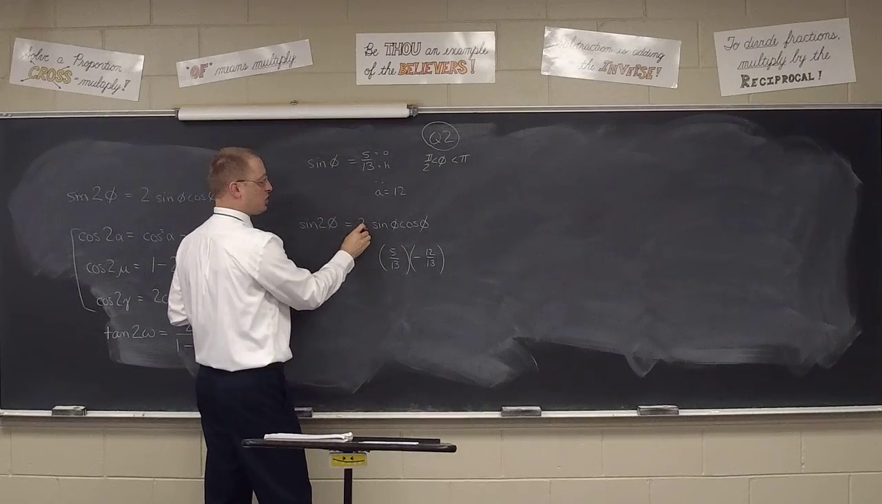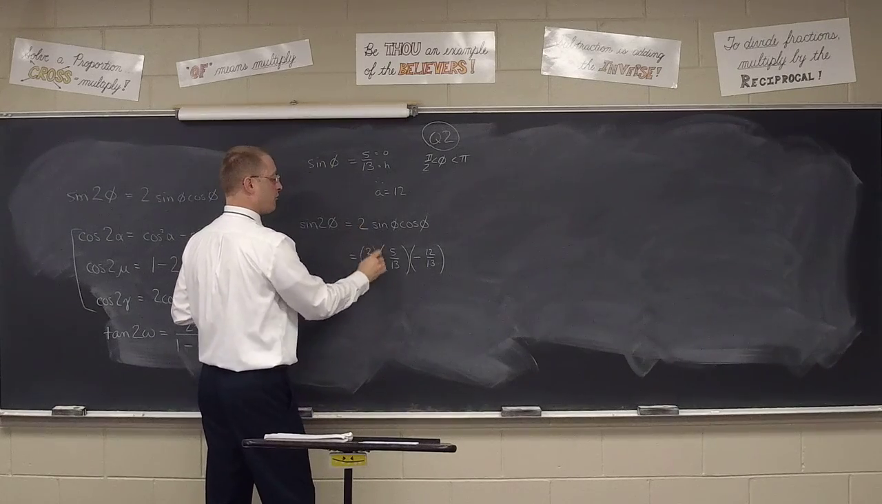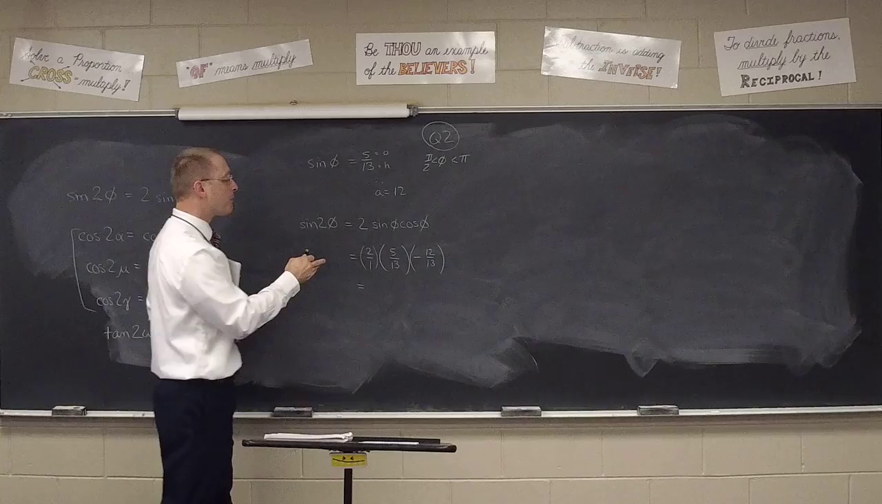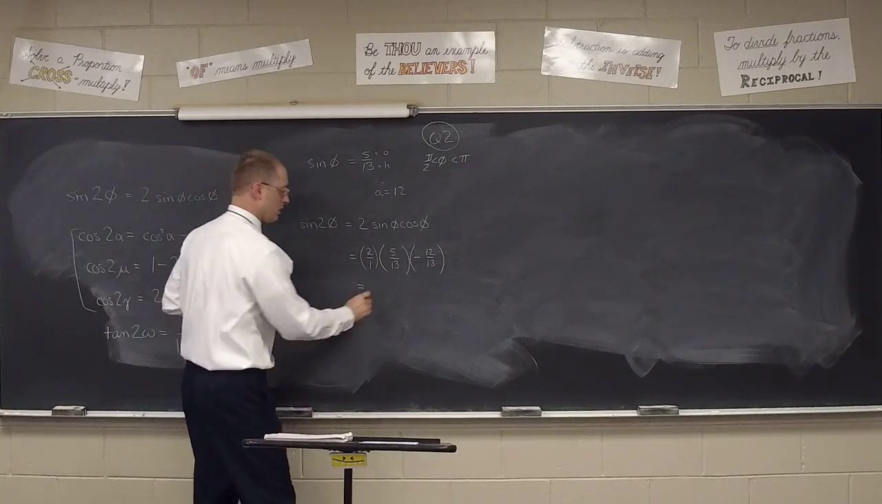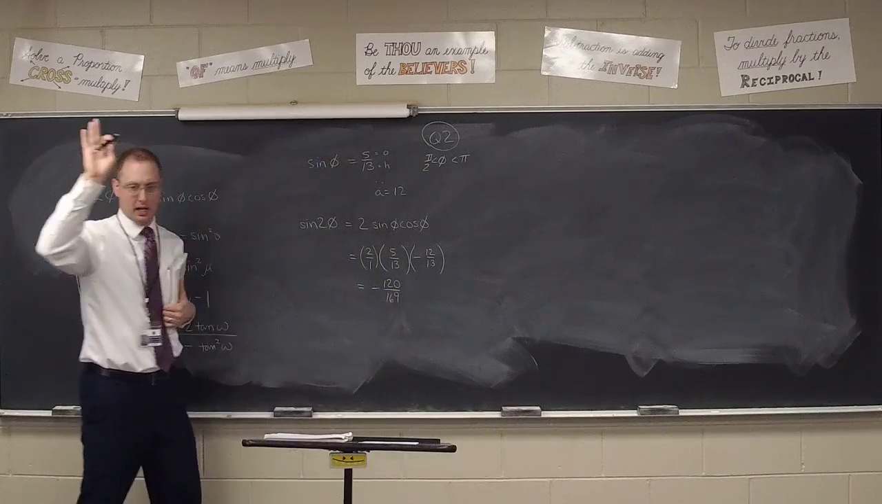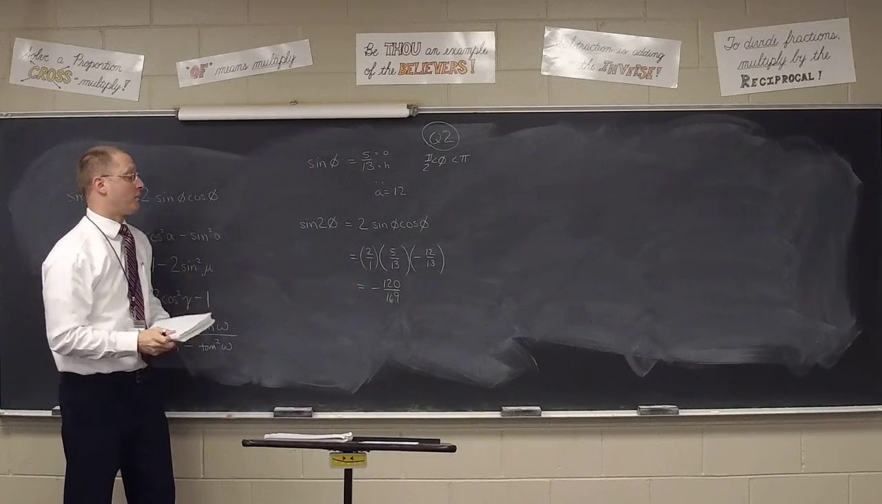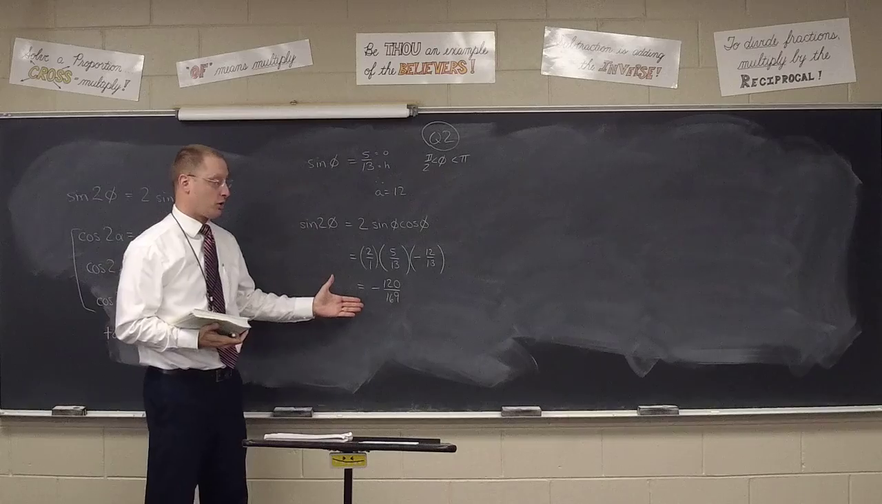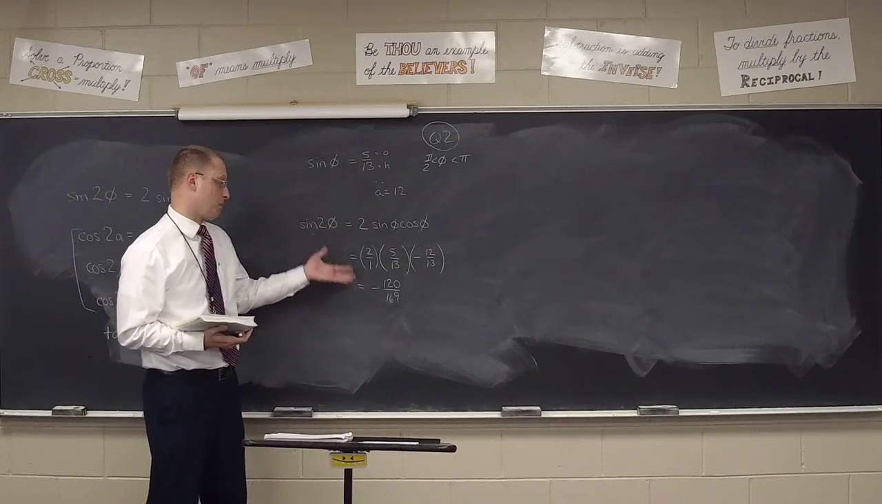I would also write the 2 as 2 over 1 for multiplication purposes. So I end up with what right here, Chris? Negative 120 over 169. How many had that for the sine of 2 phi? Now that, by the way, doesn't tell me what quadrant we're in, because sine would be negative in either quadrant 3 or 4 anyway. So 2 phi still could be either one.